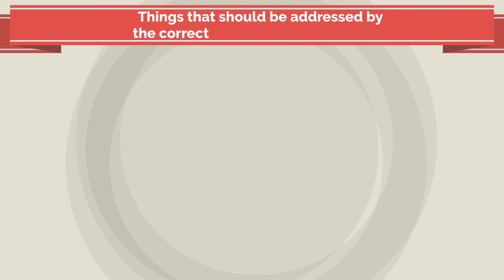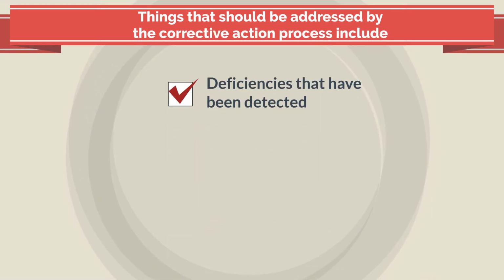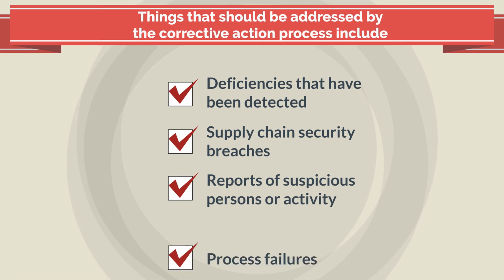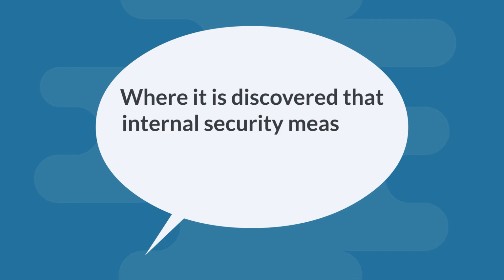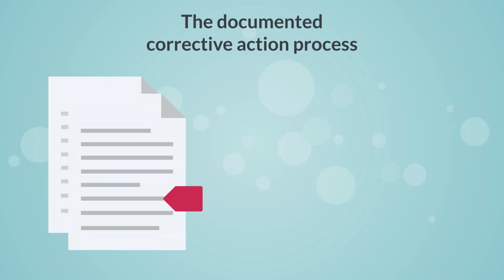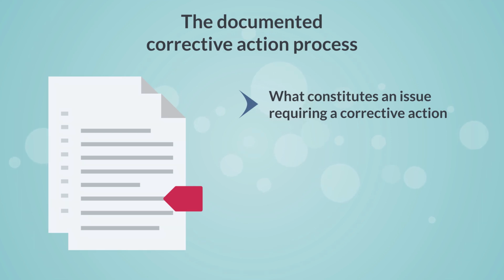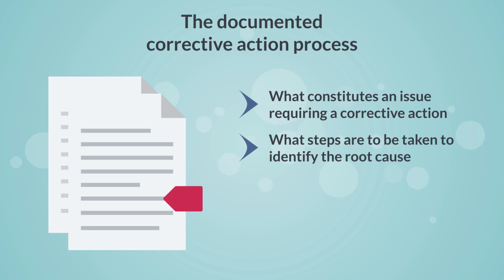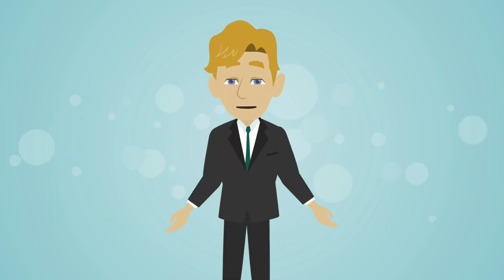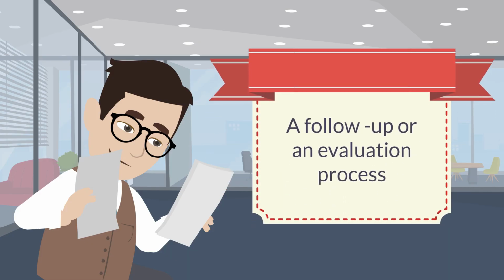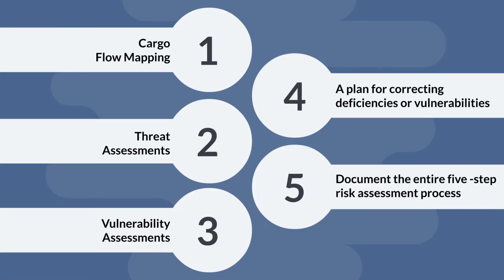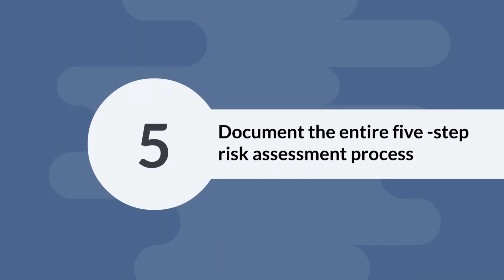Things that should be addressed by the corrective action process include any deficiencies that have been detected, supply chain security breaches, reports of suspicious persons or activity, and process failures, where it is discovered that internal security measures are not being followed. The documented corrective action process should include what constitutes an issue requiring a corrective action and what steps are to be taken to identify the root cause, the corrective measures, and preventative measures to prevent future occurrences. The documented corrective action process should also include a follow-up or an evaluation process to ensure that measures have been implemented and are working. The final step of the 5-step risk assessment process is to document the entire process.